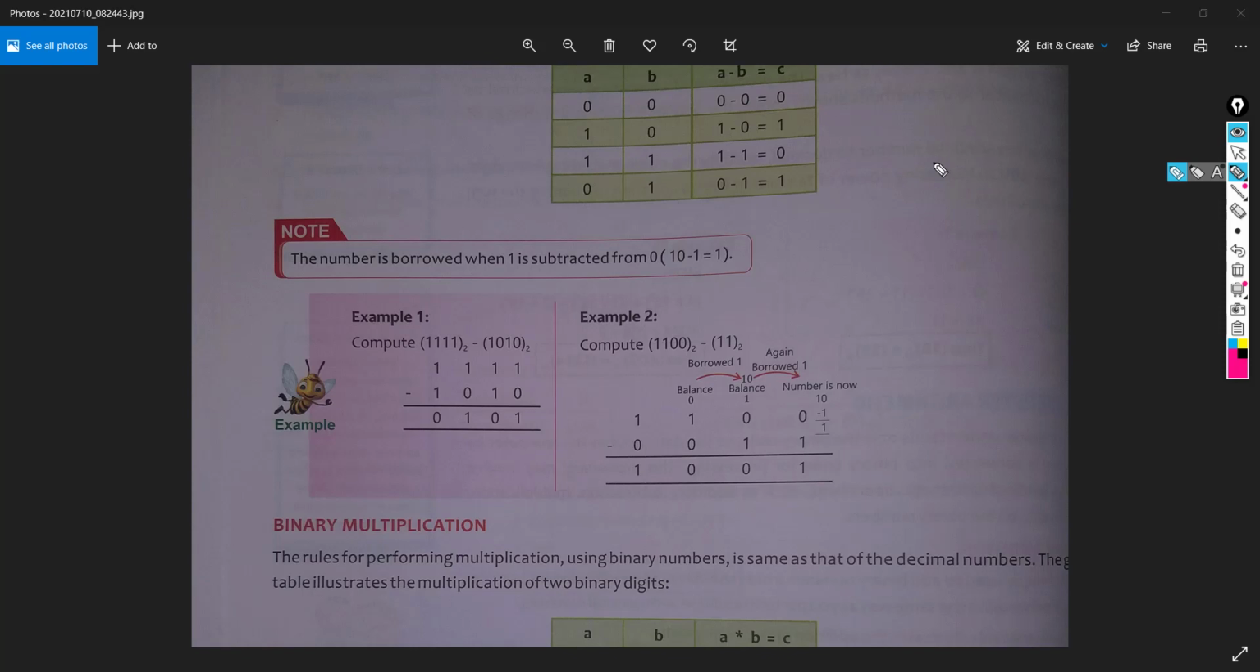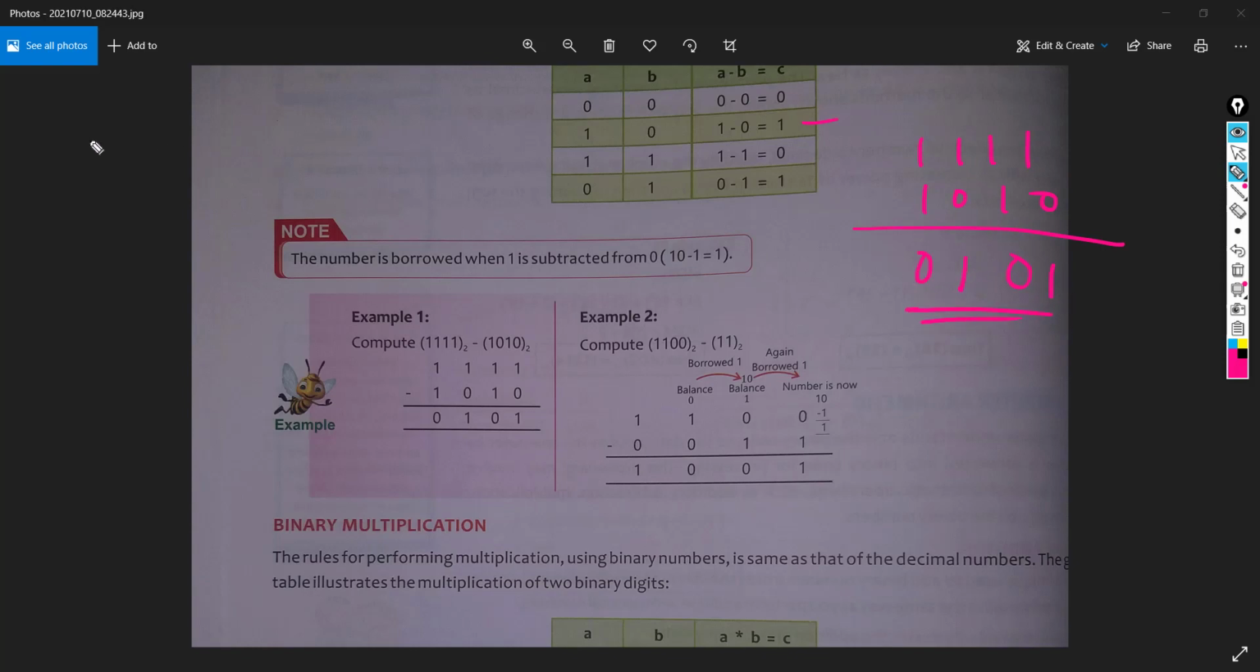Now we can perform this one, 1111 minus 1010. 1 minus 0 is 1, according to this rule. Then 1 minus 1 will be 0. Then 1 minus 0 will be 1. 1 minus 1 will be 0. So this is the result.